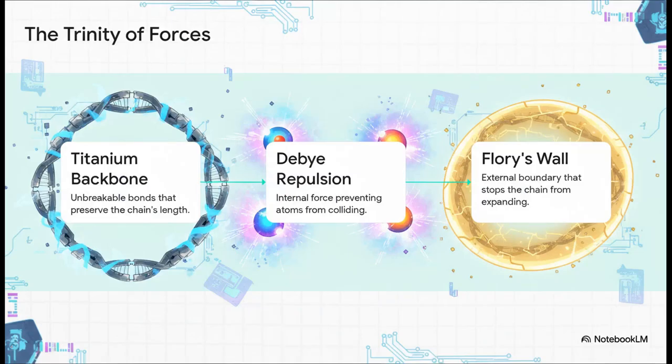This all led to a pretty stable simulation, version 9.1, and it worked because of what the creator called a trinity of forces. First, you've got the titanium backbone, basically making the bonds unbreakable so the chain doesn't just snap. Then there's Debye repulsion. That's an internal force that stops the atoms from all crashing into each other. And finally, you have Flory's wall, that big external boundary we just talked about.